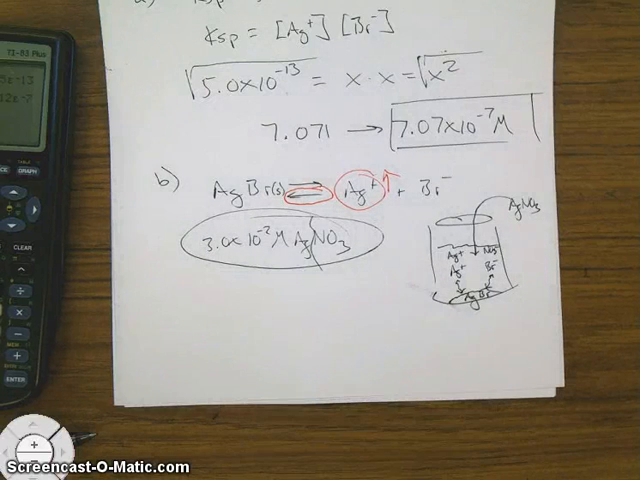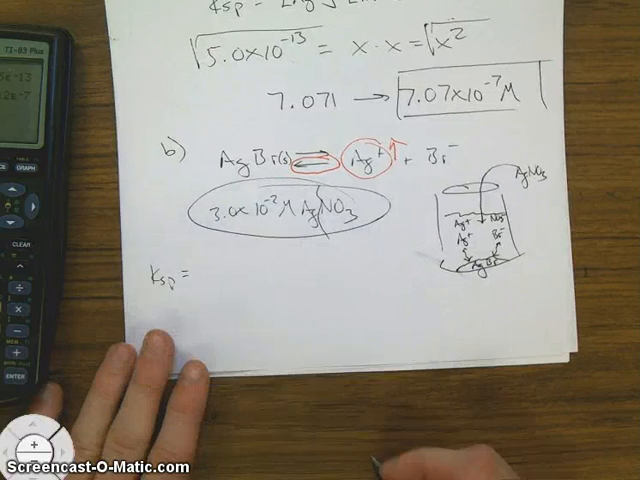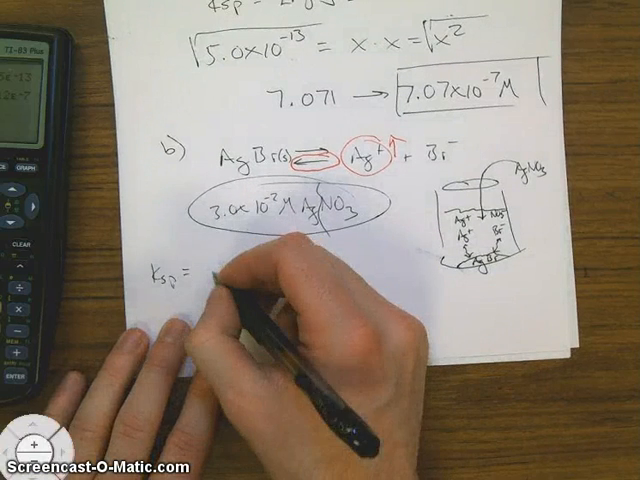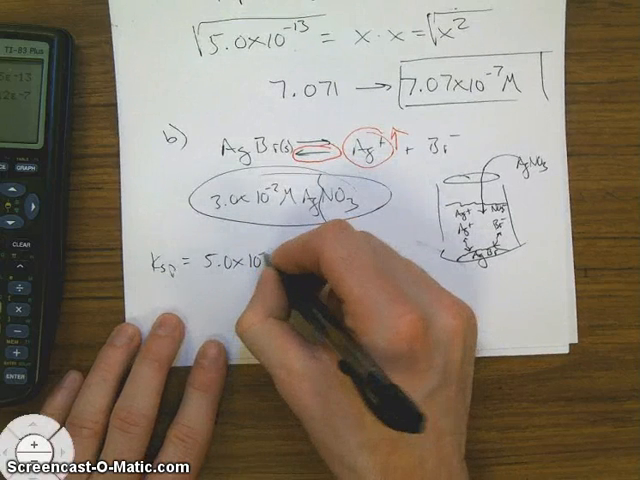So now I have to figure out what the concentration is. Again, I know my KSP. The KSP is the same from the back of the book as I looked it up before. And my KSP is, let's see here, 5.0 times 10 to the negative 13th.